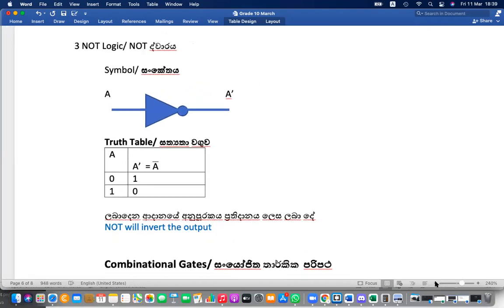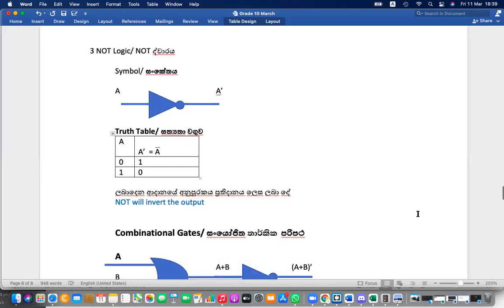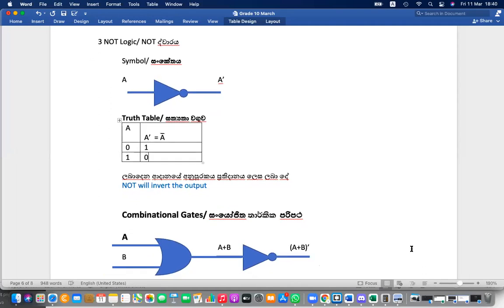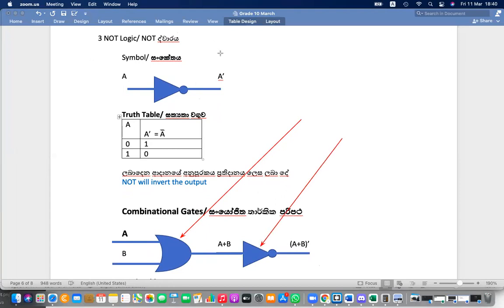Then we can combine these gates to create more gates. One example is given. So here I have combined. What are these gates? What is this gate? OR gate. Yes, the first gate is the OR gate. And the second gate is the NOT gate. I have combined both.